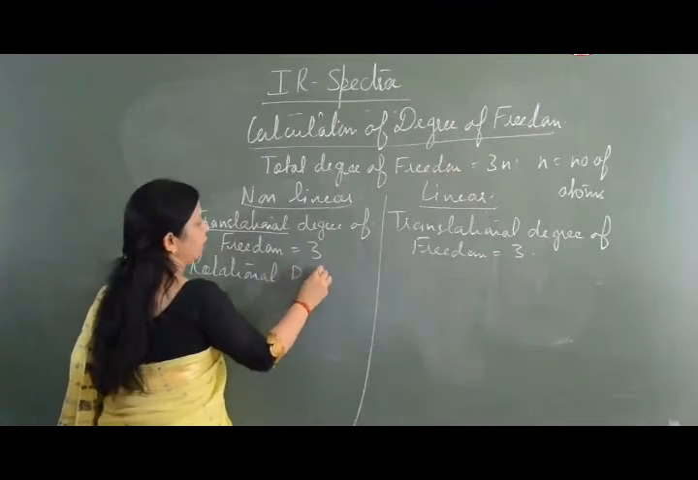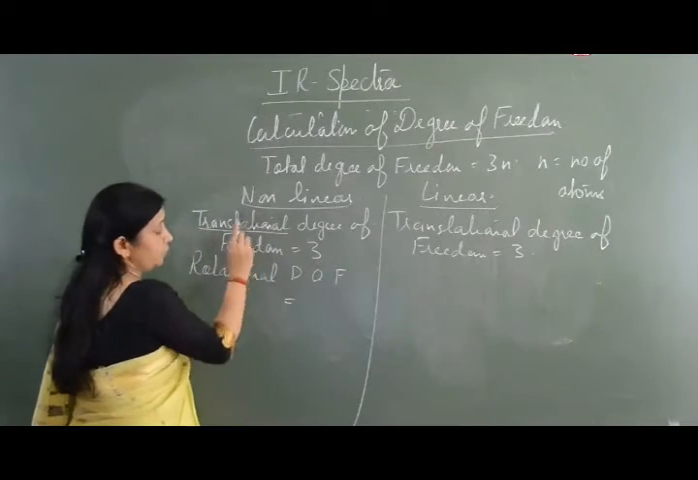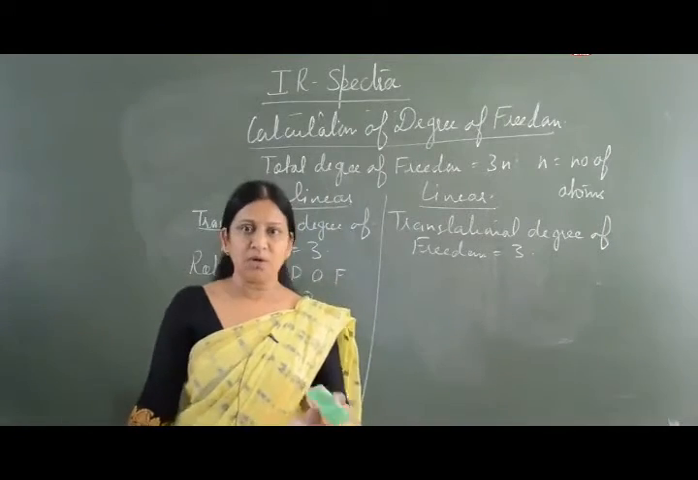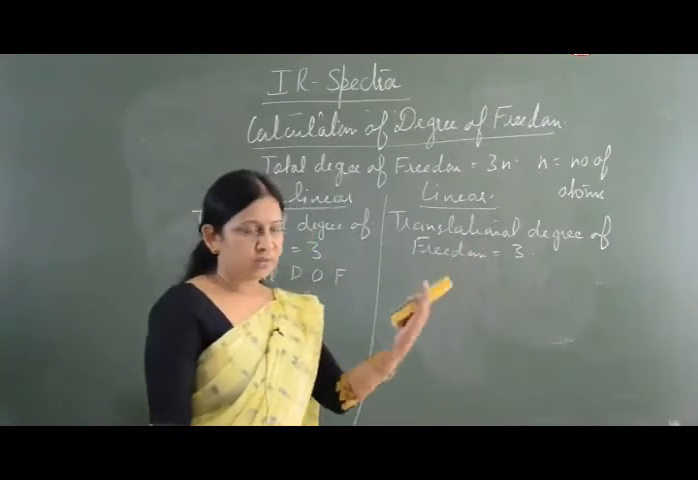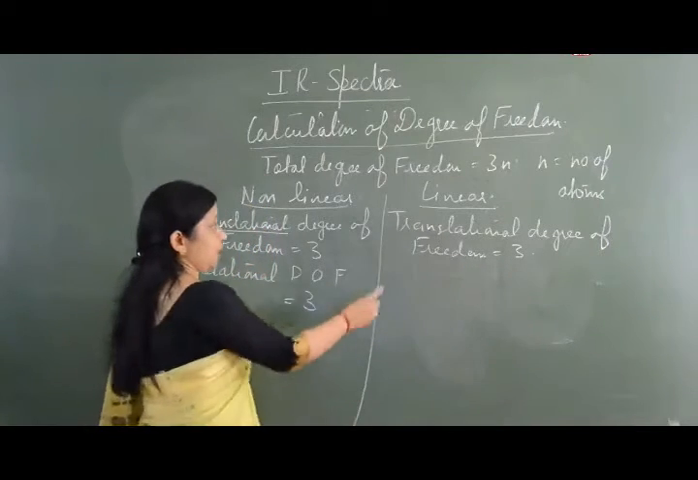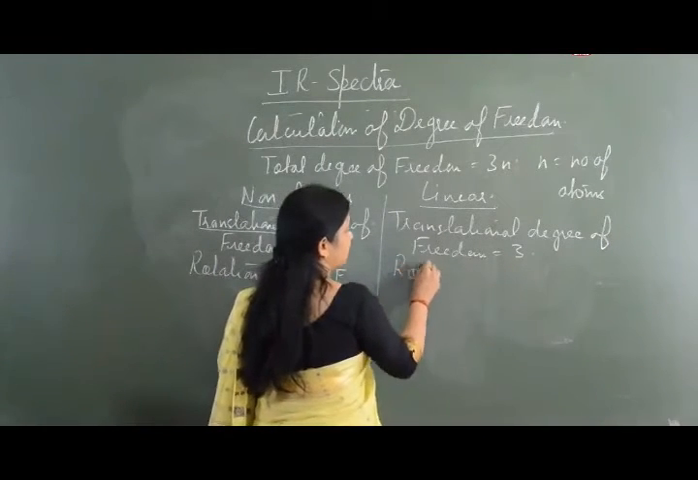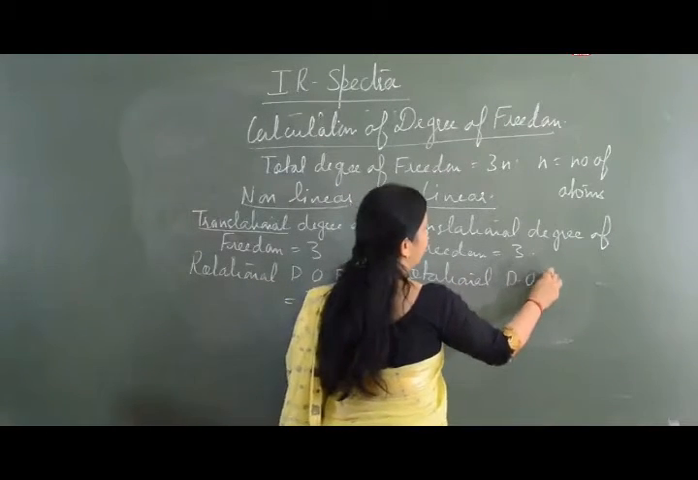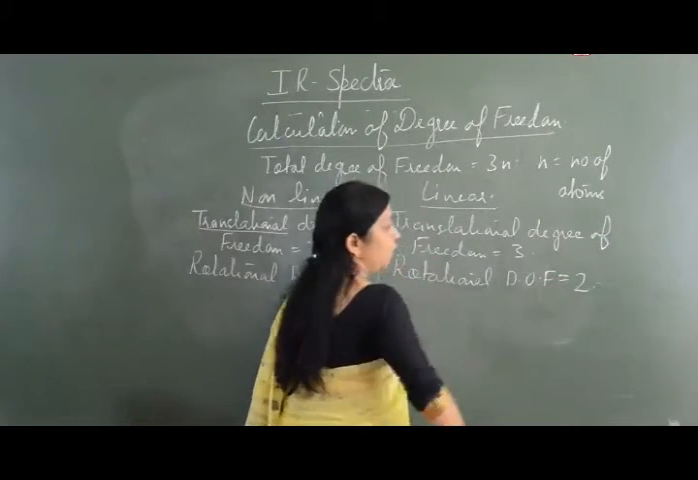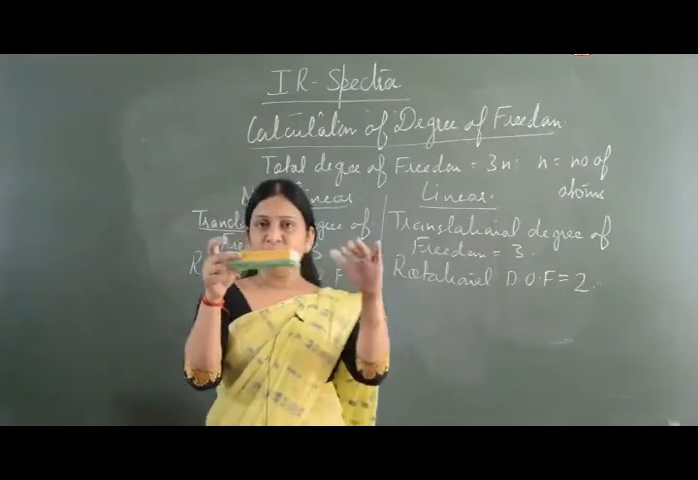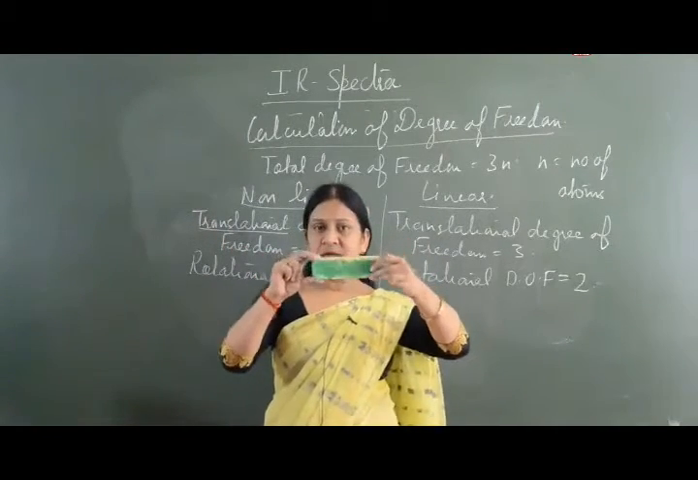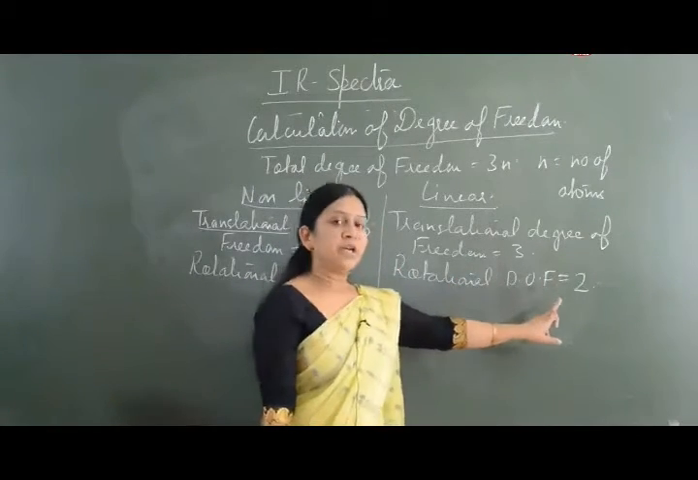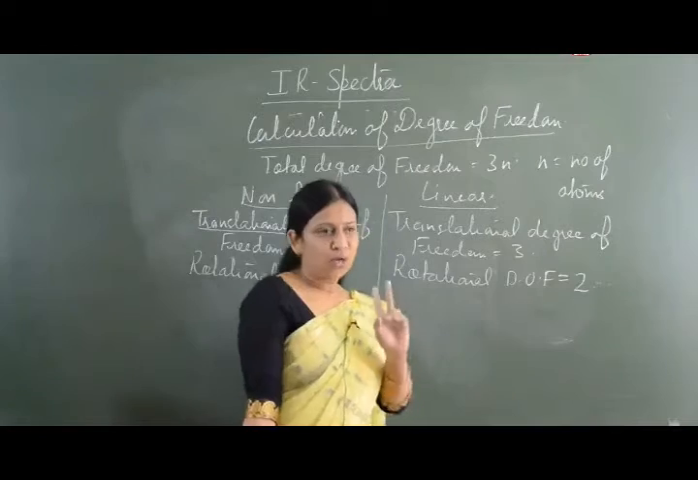Next we come to the rotational degree of freedom. In the case of a non-linear molecule, the rotational degree of freedom is also 3, because we have 3 axes on which the rotation is possible. In the case of a linear molecule, the rotational degree of freedom is 2. Why? Because if this is a linear molecule, when it rotates on its own axis, there is no change. So that is not considered.